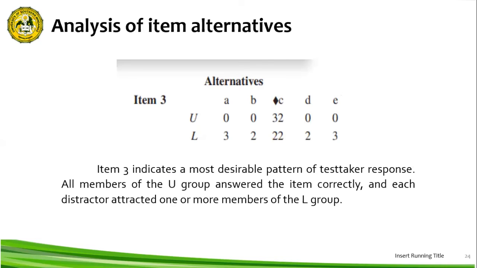Now for item 3, 32 of the examinees from the upper group answered item 3 correctly, while 22 from the lower group answered the item correctly. So item 3 indicates a most desirable pattern of test taker response. All members of the upper group answered the item correctly, and each distractor attracted one or more members of the lower group.